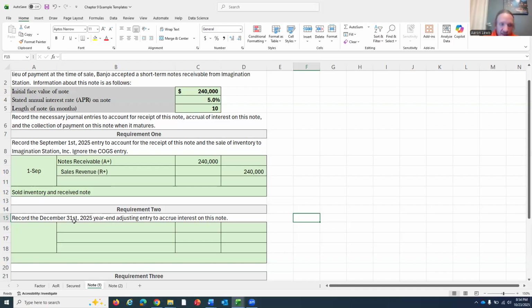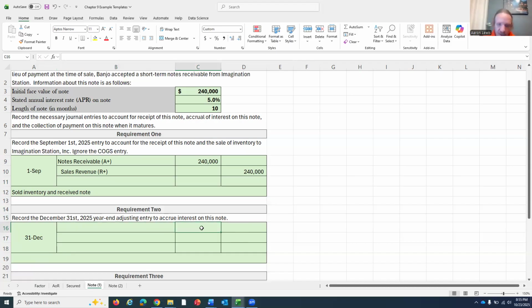And I'm willing to bet on December 31st, 2025, Banjo Board Games is going to have to make its financial statements, namely its income statement. And any interest that is accumulated on this note within those 4 months between September 1st and the end of 2025 has to go on our 2025 books. So on December 31st, we're going to have to make an adjusting entry. In this adjusting entry, we have to figure out the amount of interest that has accumulated on this note in that time frame.